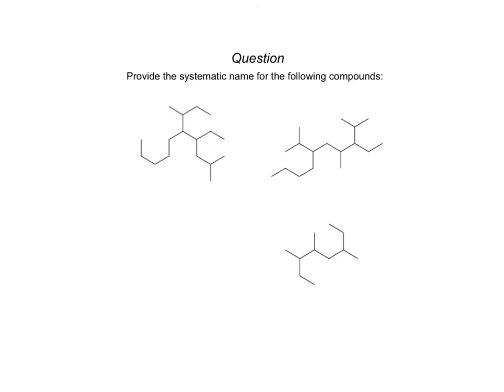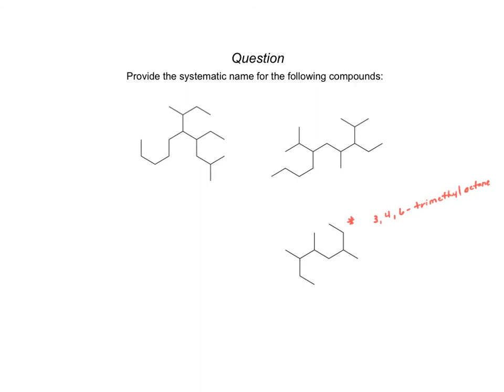Okay, so we'll go ahead and go over these. I just want to note down here, we just did this one on the last page. How do we number it? 3, 4, 6, so this is 3, 4, 6 trimethyl, and then octane. So my apologies, I don't know how that got replicated.